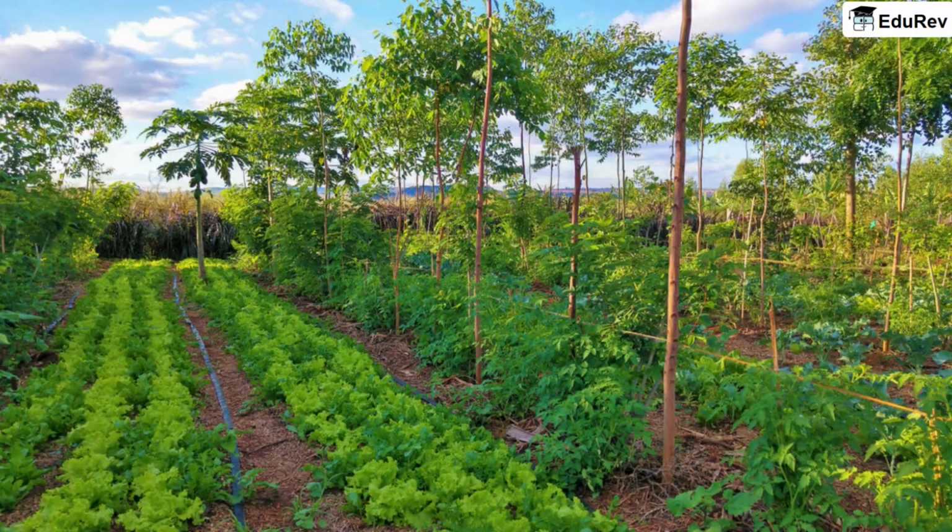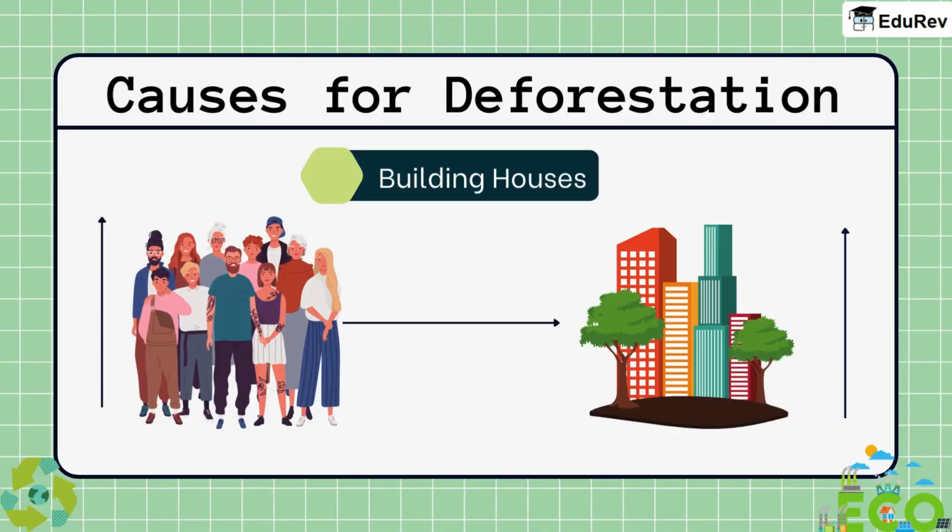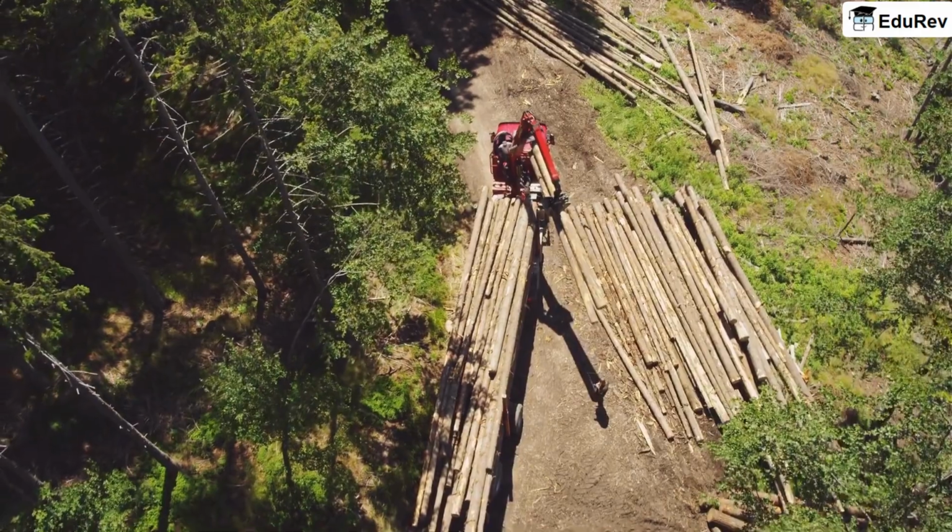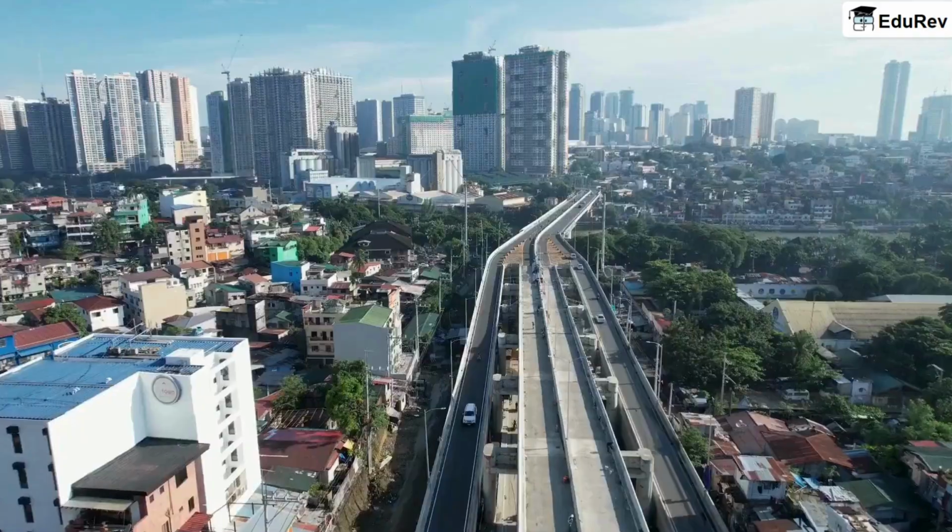The second reason is building houses and factories. Humans also need shelter and jobs, and as more people move from rural to urban areas, the demand for housing and industries increases. To build more structures, humans clear forests and use that land for construction.